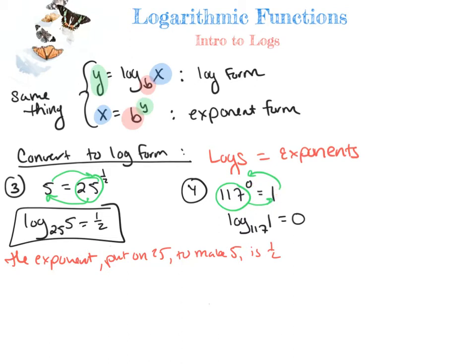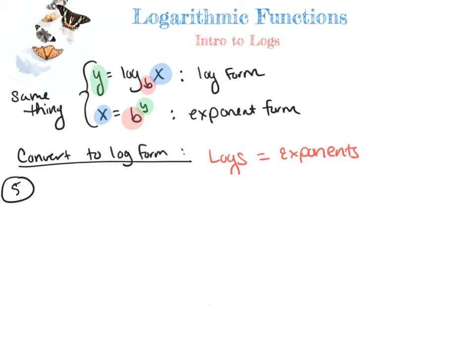Or in regular English, let's erase these, the exponent, or the log, that we put on 117 to make it a 1 is the exponent 0? Well, yeah, anything to the 0 power is going to make it a 1, so that's true. The exponent, or the log, we put on 117 to make it a 1 is 0. Okay, let's do a couple more. All right, the next one I want to do, 10 to the 3 is equal to 1,000.